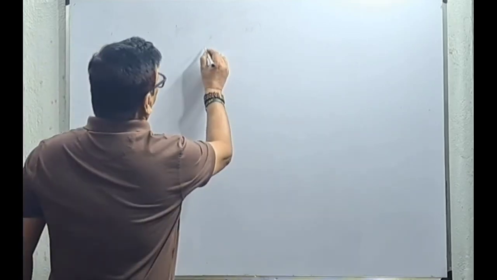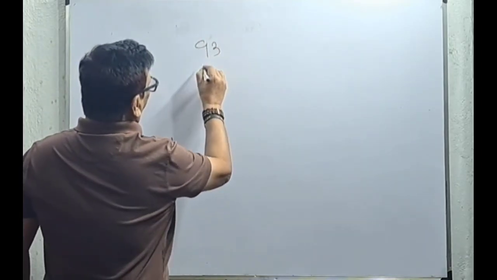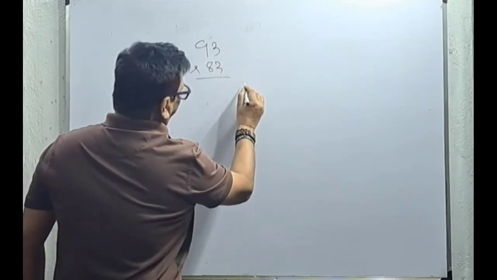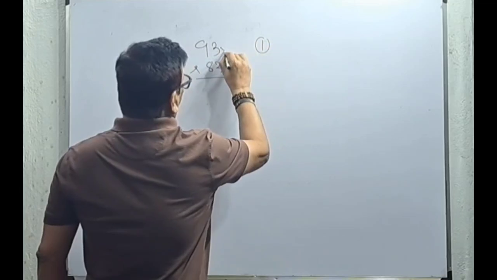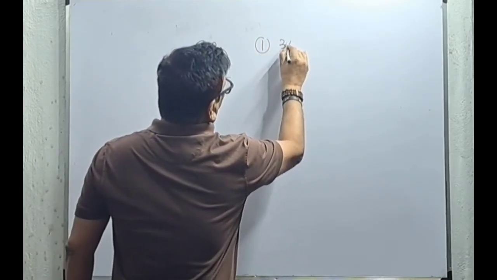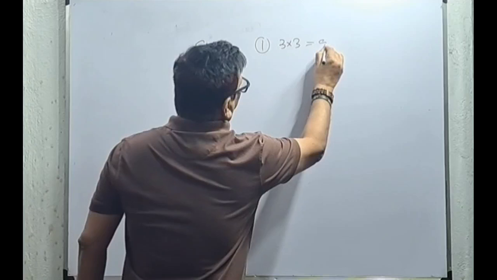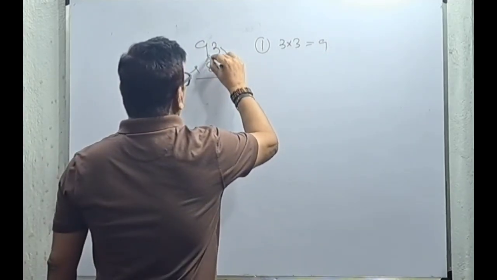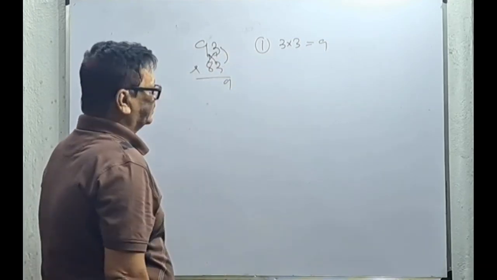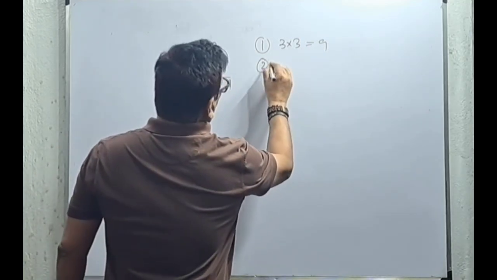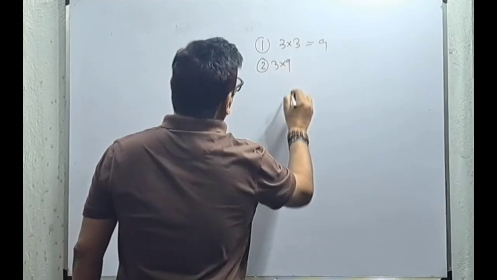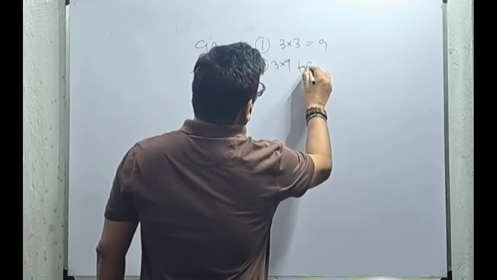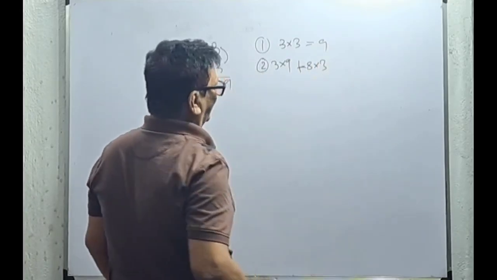Quickly one more, right? 93 multiplied by 83, right? Step number 1, multiply these two. 3 multiplied by 3 is 9, write 9 here, okay? Next step, step number 2: 3 multiplied by 9 plus 8 multiplied by 3, we carry nothing.